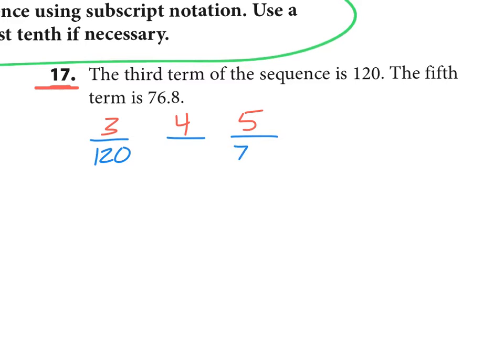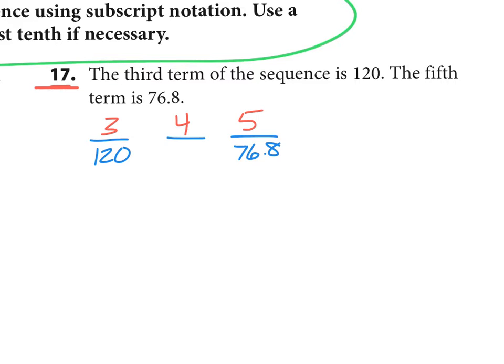My fifth term is 76.8. So what do I know about R? I know R is less than 1 because I've got to be multiplying by a fraction or decimal that's making it get smaller. Now what I've got to do is figure out how to do that, okay?